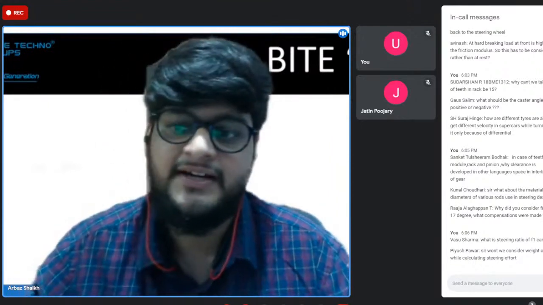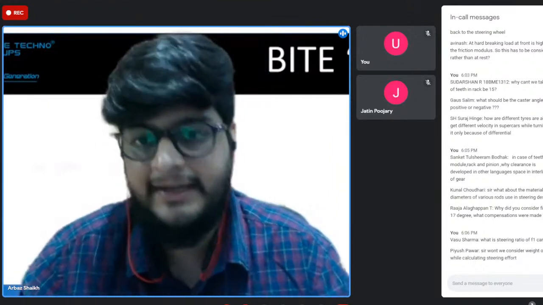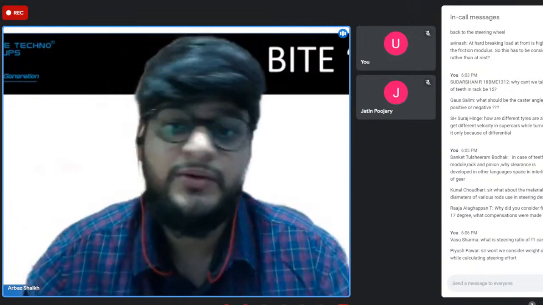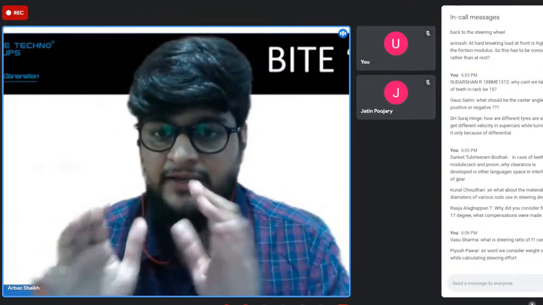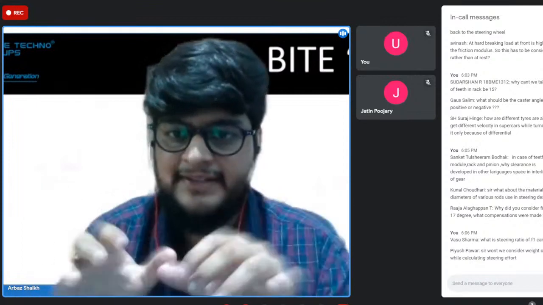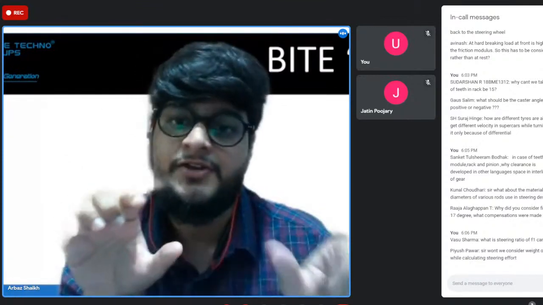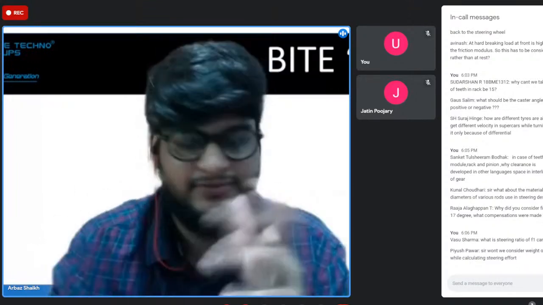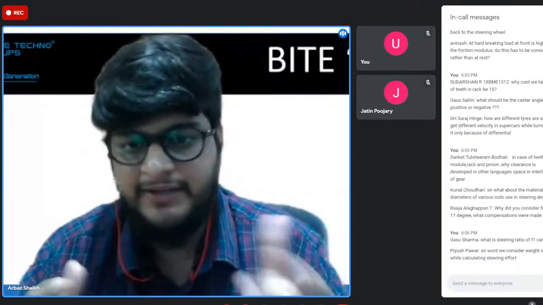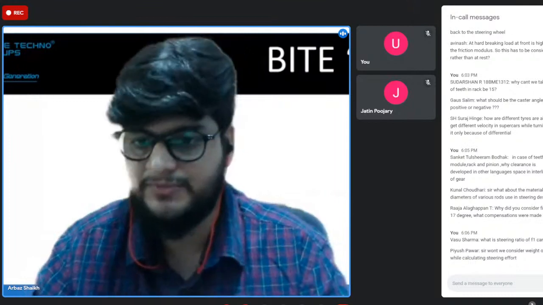Sudarshan is asking why we can't take the number of teeth to be 15. Yes, Sudarshan, we can take it to be 15, but I took an even number because if you divide the rack in two parts, the pinion will be placed in the center at the initial position. It should be able to go in both directions equally. That's why I selected an even number. You can definitely select 15 also.